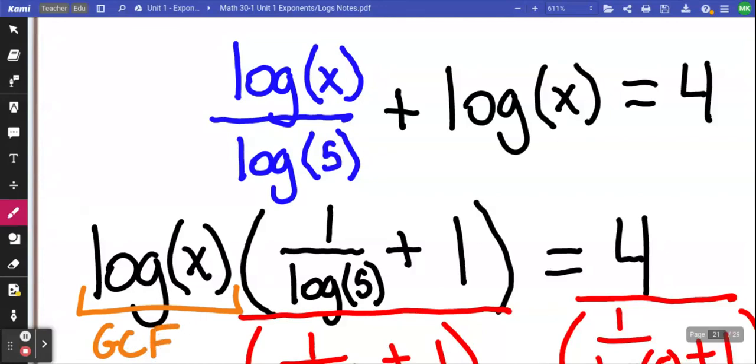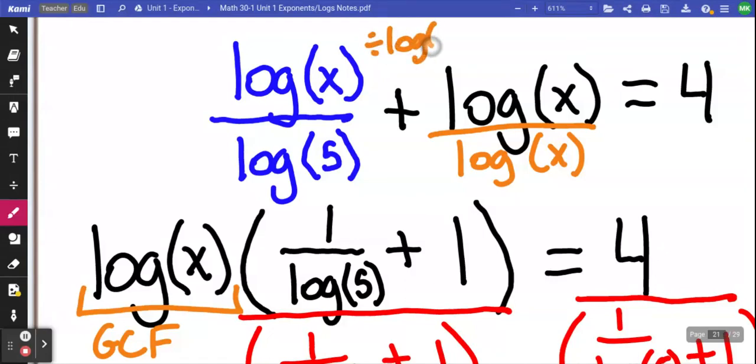A GCF means I divided each term by that thing. This divided by log of x becomes 1. That's the easier one. This is the messed up one. If you divide that by log x, log x divided by log x is 1. The denominator is still divided by log 5. That's why it became 1 over log 5.